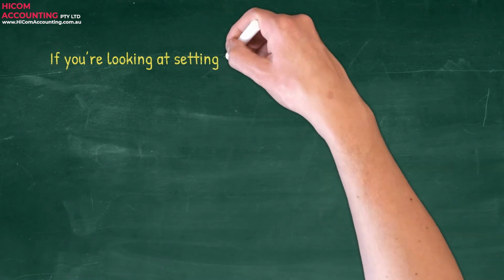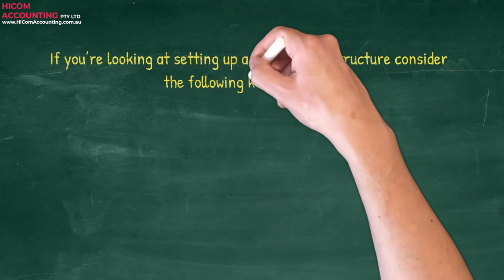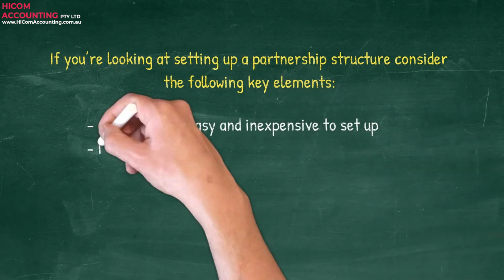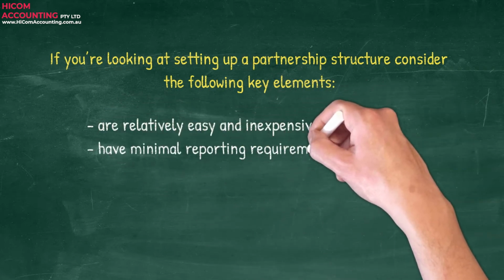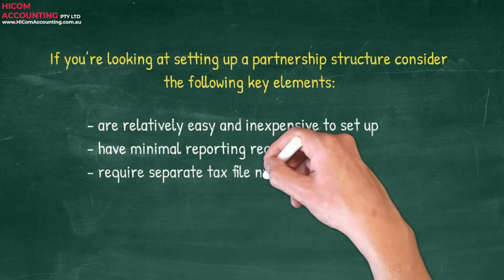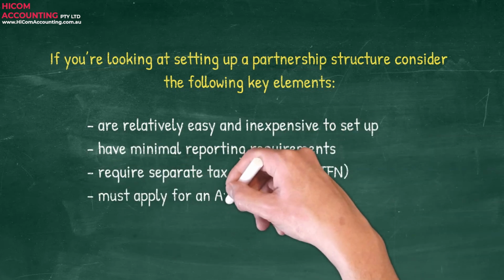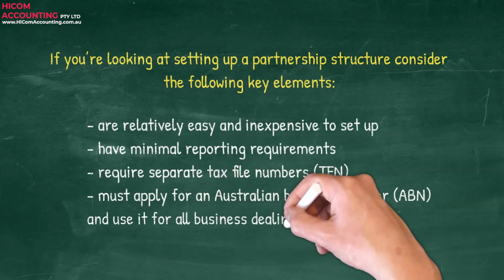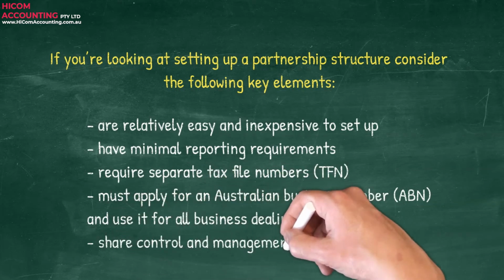If you're looking at setting up a partnership structure, consider the following key elements. They are relatively easy and inexpensive to set up. They have minimal reporting requirements. They require separate tax file numbers, TFN. They must apply for an Australian business number, ABN, and use it for all business dealings. They share control and management of the business.